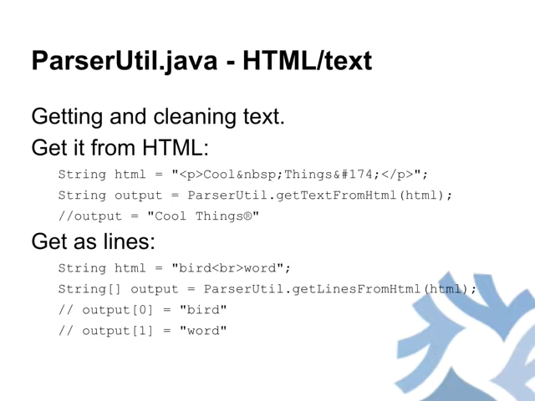A lot of what you'll be working with is HTML and text, and we've developed several methods that are useful to get out and clean the text that you find in the HTML. For example, if you're given some HTML where the &nbsp; is the HTML encoded space character, if you call the text from that, you'll have the characters &nbsp;. But if you call getTextFromHTML, it will convert that to a space.